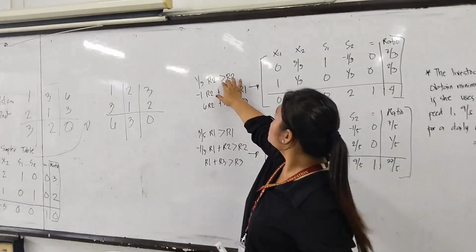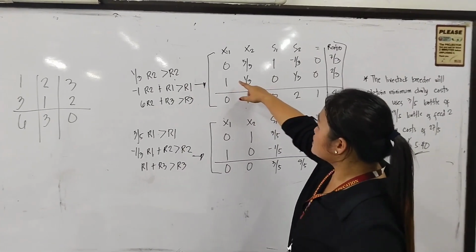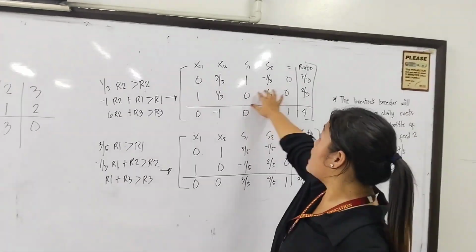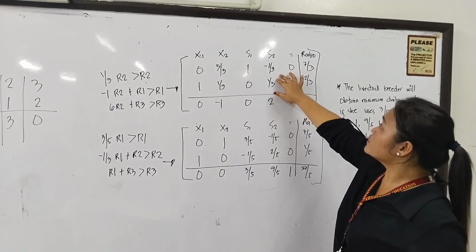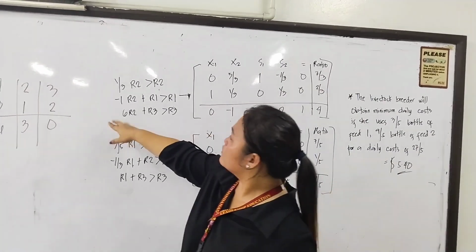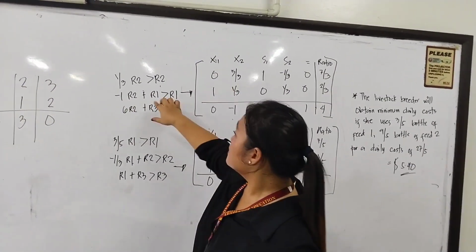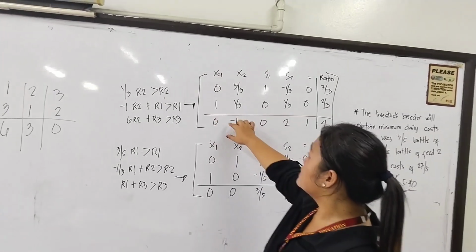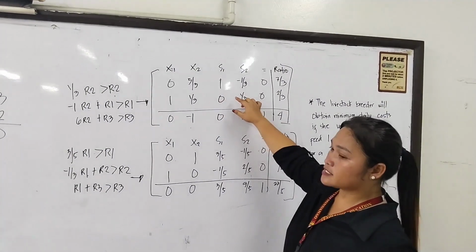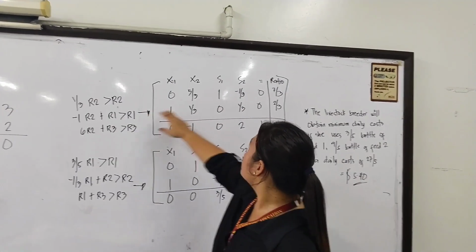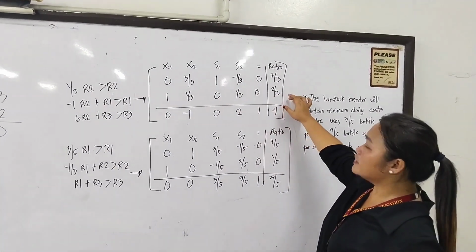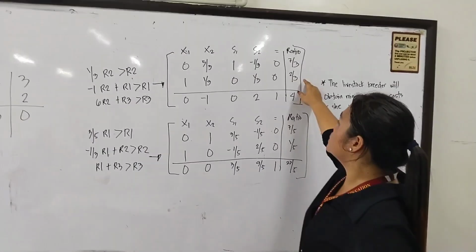So 1/3, row 2 goes to row 2. 1, it becomes 0. 5/3, our slack variable 1. Slack variable 2 is negative 1/3. Then 0, the ratio is 7/3. So negative 1 row 2 plus row 1 goes to row 1. So we get 1, x1 is 1, x2 is 1/3. The slack variable is 0 because we don't have S1 here. Then S2 is 1/3, then 0. It gives a ratio of 2/3.